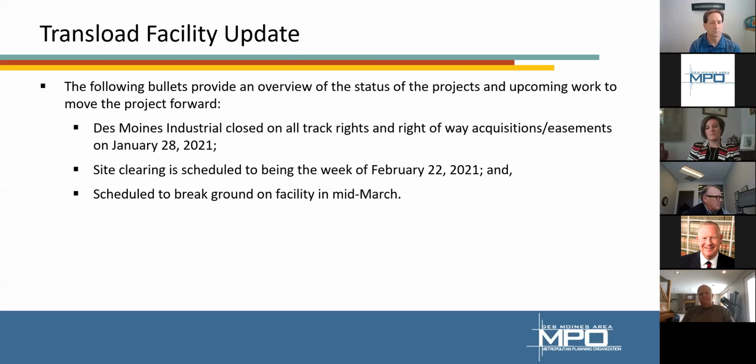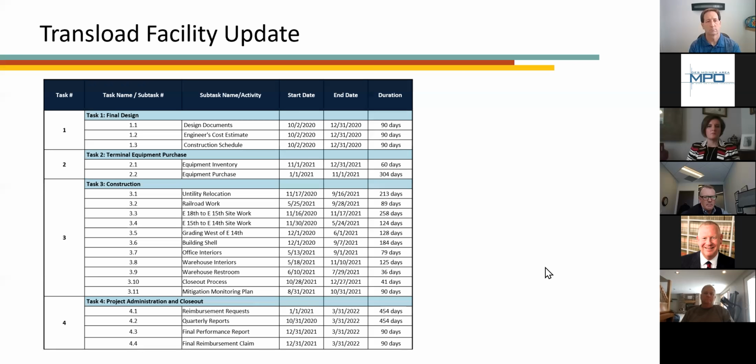Des Moines Industrial is going to start doing site clearing. I think in the agenda packet, it said the week of February 8th. Unfortunately, the weather has impacted that, and they're not going to be able to get onto the site and start doing site clearing until the week of the 22nd. So they'll be doing that here in a week or so. They're still on track and scheduled to break ground in mid-March. I think the next slide is an overview of the schedule moving forward. Just for your interest, you can see that a lot of the work is going to start ramping up here in the next few months, and they still plan to have the project substantially completed, possibly even operational later this year.